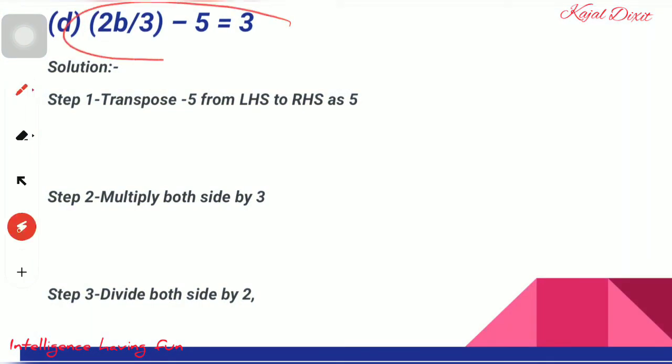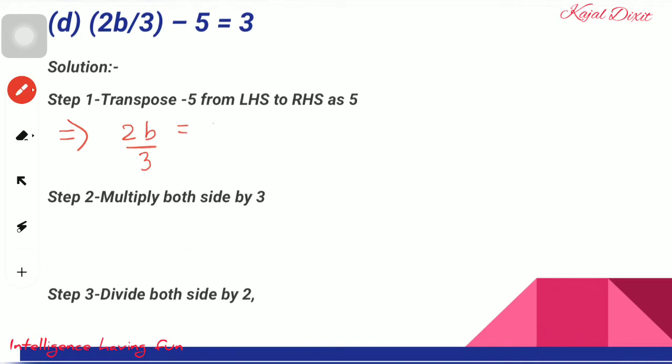Here again we have a simple equation where we have to get the value of b. In the first step we have to transpose minus 5 from LHS to RHS as 5. So what will we get after transposing minus 5? We will get 2b upon 3 is equal to 3 plus 5. Since minus 5 was being transposed, the sign of minus 5 changes to plus 5. Now we get the equation 2b by 3 is equal to 8.